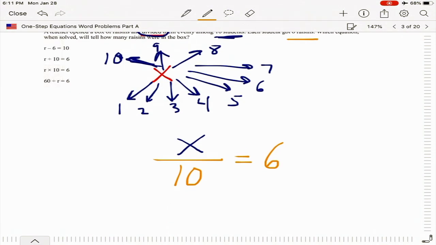Now, of course, if you look at your choices here, they don't have it like that, but they have something that's very similar. And that's this one right here. The letter doesn't really matter. I used X this time, but I could use R for raisins. And that says R divided by 10 equals 6. Mine says X divided by 10 equals 6. And it's the same thing.